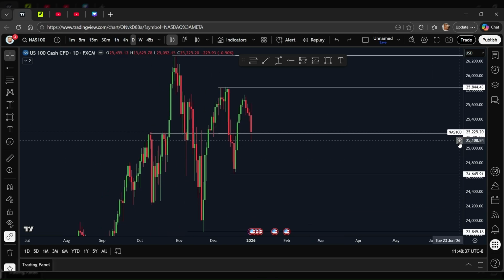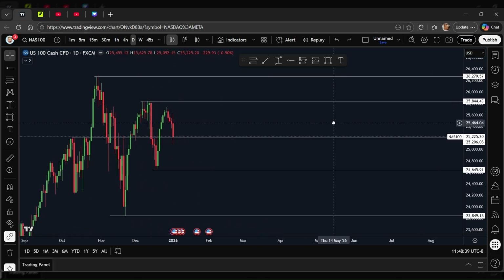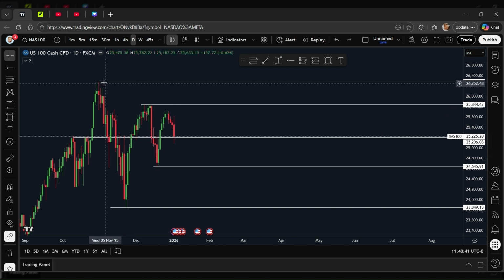And speaking of areas, I want to make sure this is heard that support and resistance is not a specific price point. So it's not 23849, right? Or it's not 24645.91. Meaning, if price comes here and goes to that price, it doesn't mean it's going to shoot up exactly once it touches that exact price. It's an area, right?